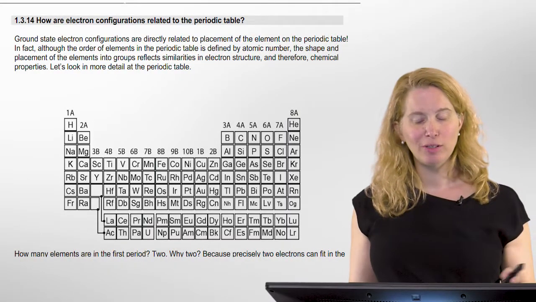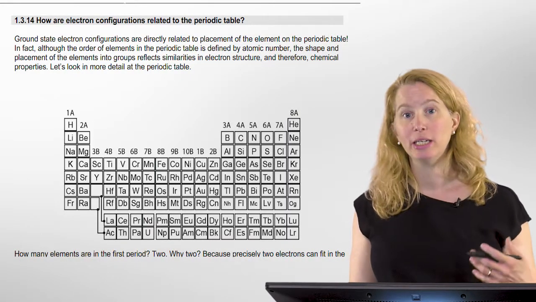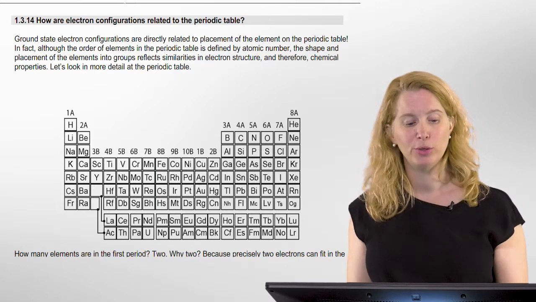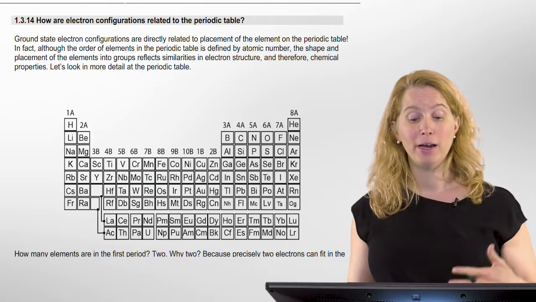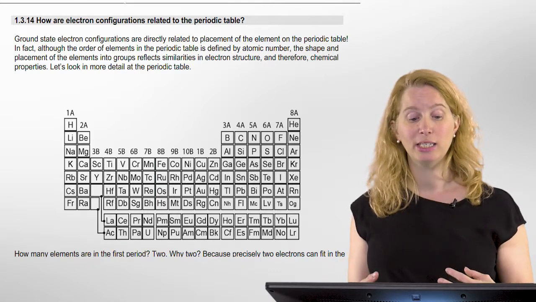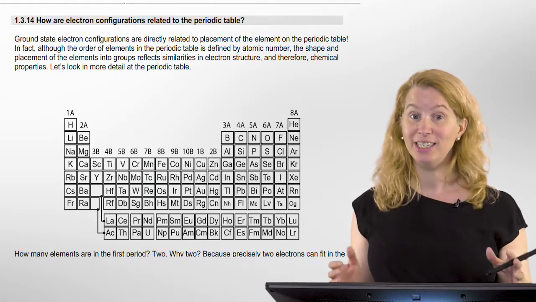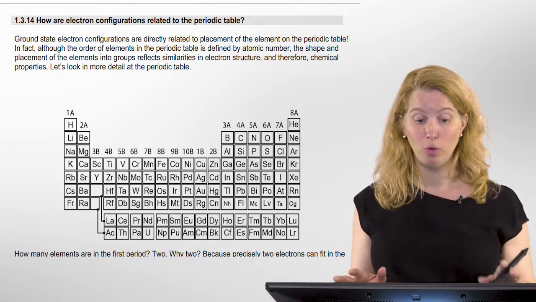So in the last few lessons, you've learned to write ground state electron configurations. And you can see from the image that I have here at the start of this lesson that my interest at this point is to connect electron configurations back to the periodic table. This is an exciting moment. We've been building to this for a little while now.